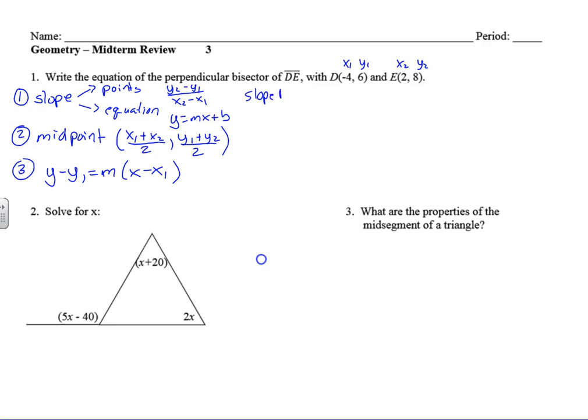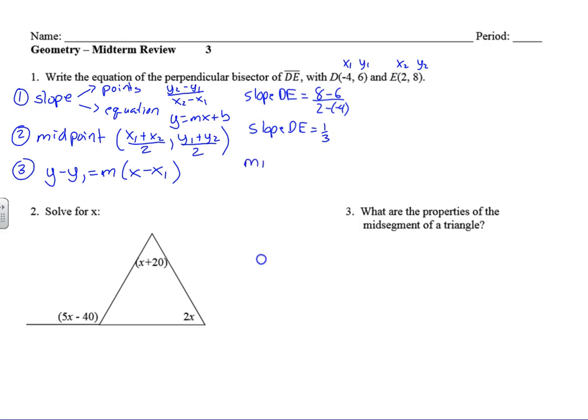Now I want you to write out the slope of DE. It's going to be y2 minus y1 over x2 minus x1. You want to be a little careful with your negative signs. Put that second one in parentheses. So the slope of DE is going to be 2 over 6, which reduces to 1/3. If you put that in your calculator, it will simplify it for you.